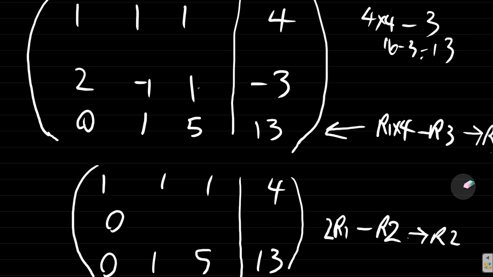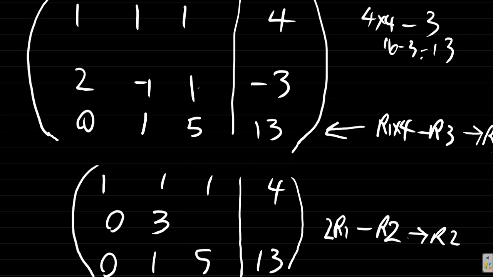Now, here, the next thing, 2 times row 1. You have a 1 up here in row 1. 2 times 1 minus row 2. You have a negative 1 here, minus negative 1. It's going to be 2 plus 1, which is 3. So a 3 will come here. Alright?